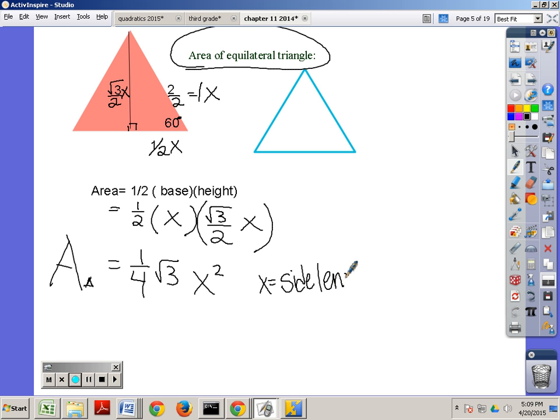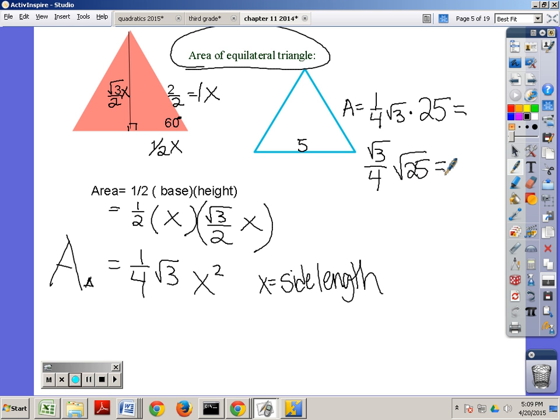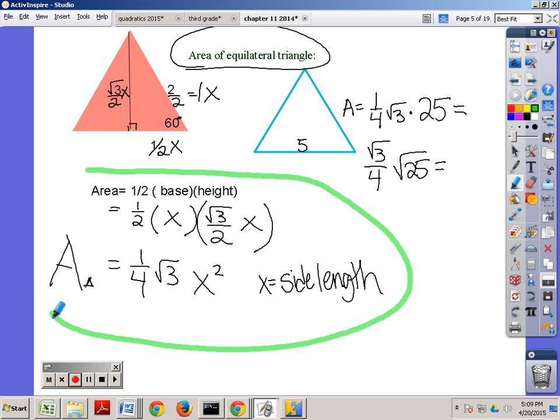So what's nice is you don't even need to know your height anymore. All you need to know is this side length here. So if my side length here was 5, my area would simply be 1/4 times radical 3. You could write this as radical 3 over 4 if you'd like, times 25. Type that into your calculator. See what you get. Make sure you have all of this in your notes, along with a picture and an example. So basically the whole board.